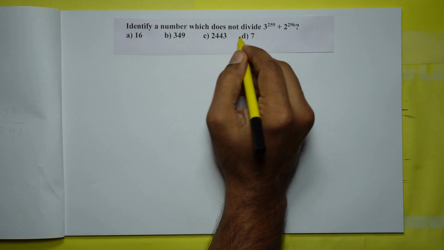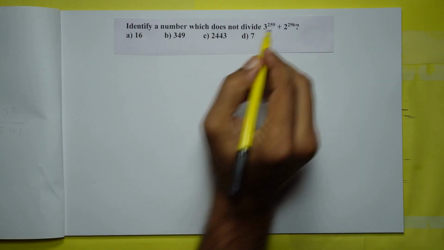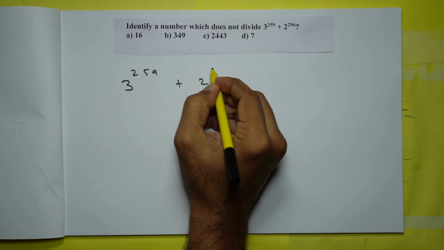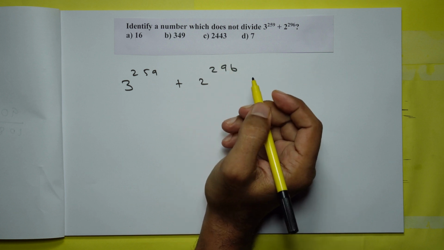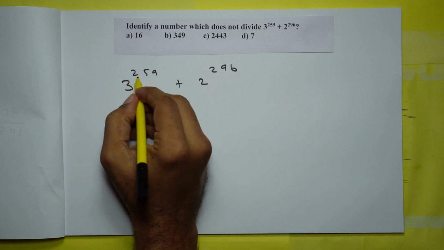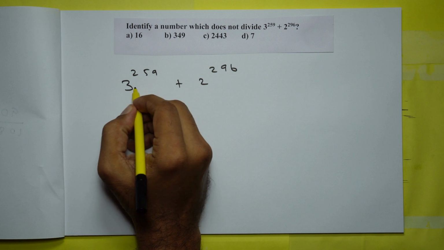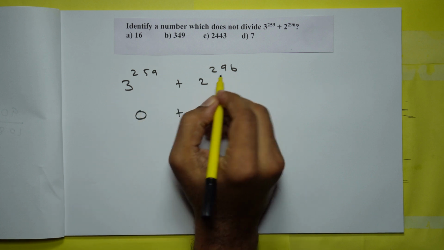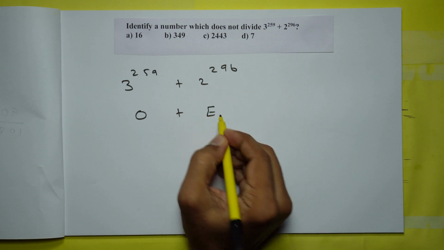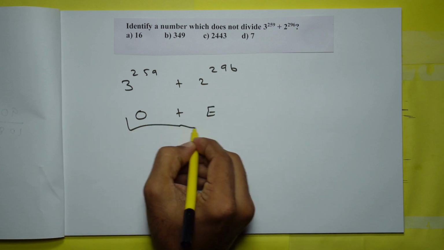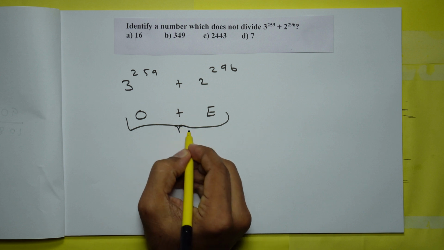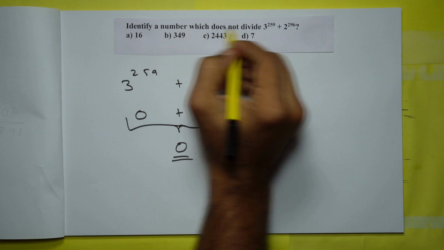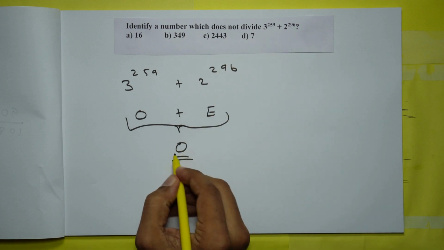Identify a number which does not divide this value. This is 3 raised to 259 plus 2 raised to 296. Now 3 raised to any number will always be an odd number. Then 2 raised to any number will always be an even number. So if you add an odd number and an even number, their total sum will always be an odd number. So this number will always be an odd number.